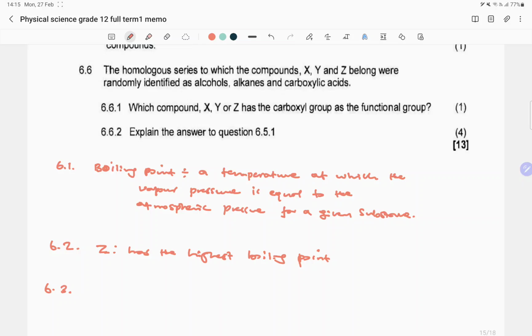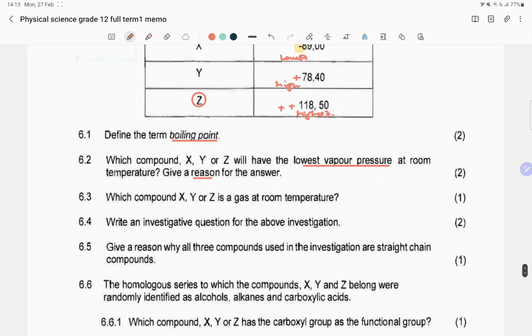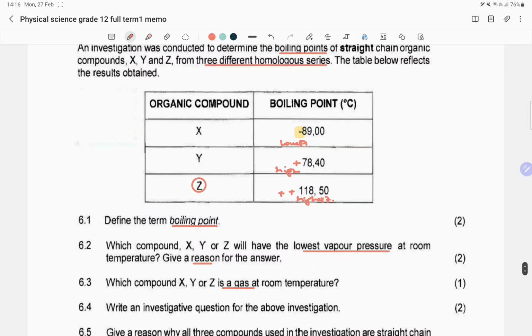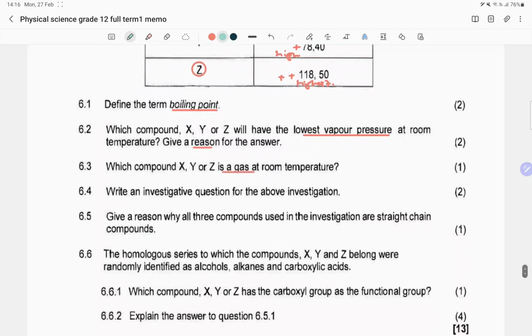So 6.3. Which compound X, Y, or Z is a gas at room temperature? Remember, at room temperature, it means it's already gone past its boiling point, meaning molecules have been separated into gas almost entirely. Now, when you look at the boiling point, this one right here boils at already minus. By the time you're at room temperature, you're way beyond the boiling point. So that means almost entirely this molecule is essentially a gas rather than a solid or a liquid. Okay, so that's X.